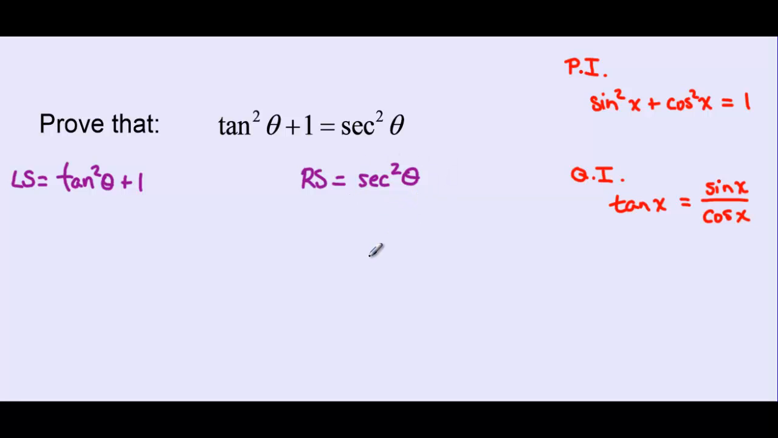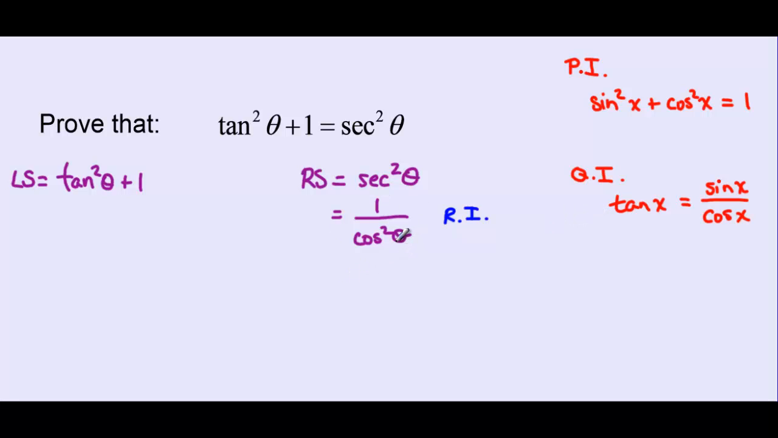We're going to want to change this secant squared theta into its primary trig ratio equivalent. So we're going to use a reciprocal identity here. We know that secant pairs with cosine, so secant squared theta will be the same as saying 1 over cosine squared theta. And we use the reciprocal identities to do that.